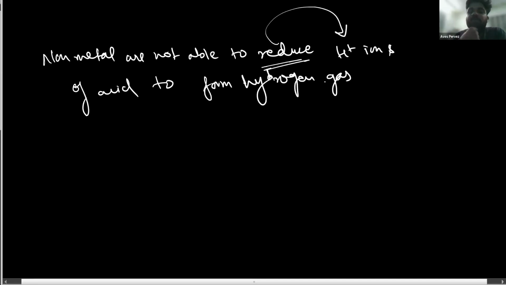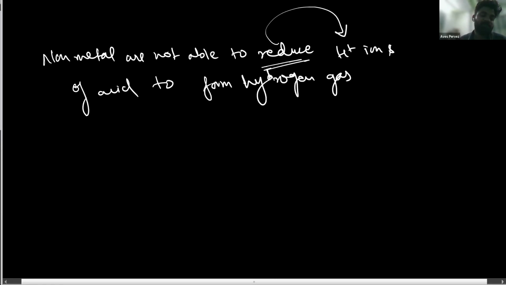Yes, sir. If I'm saying non-metals are not able to reduce the H plus ions of acid, it means that non-metals are not able to donate because they are electron deficient. They already need electrons to complete their octet because they are having 4, 5, 6, 7. If they are 7, then it needs 1. If there is 6 electrons, then it needs 2 electrons. If there is 5, then it needs 3 electrons. So they are already electron deficient, so they don't donate the electrons.